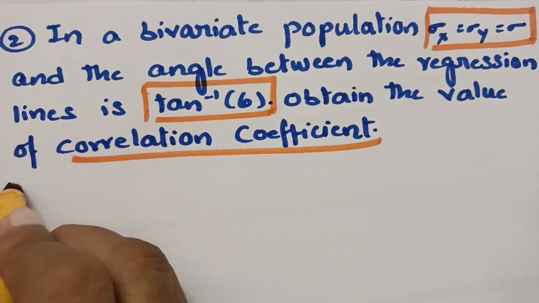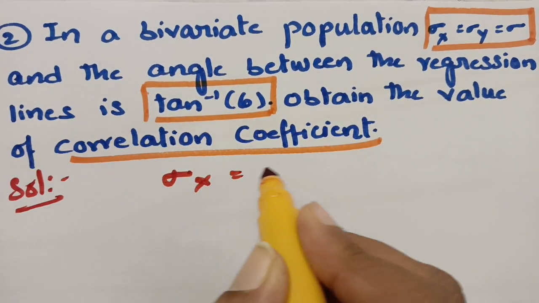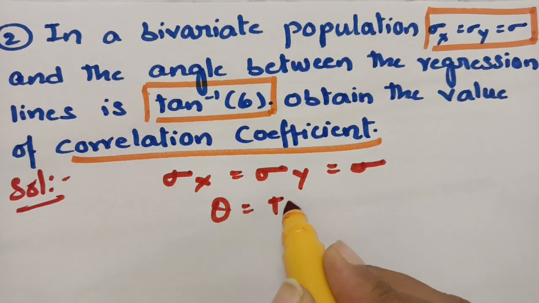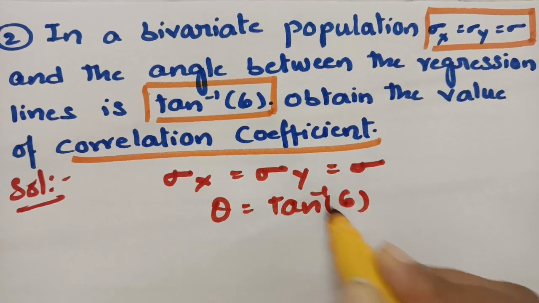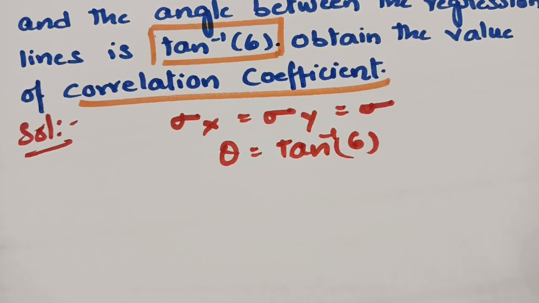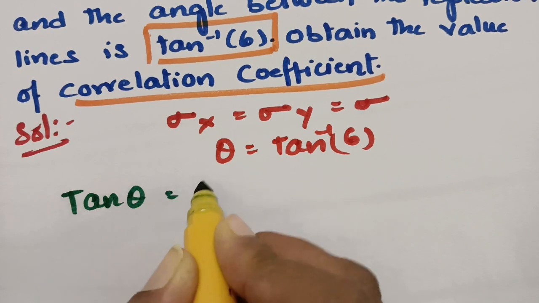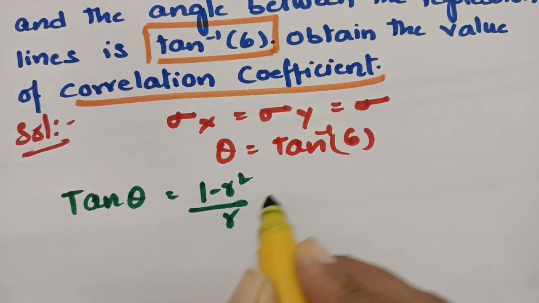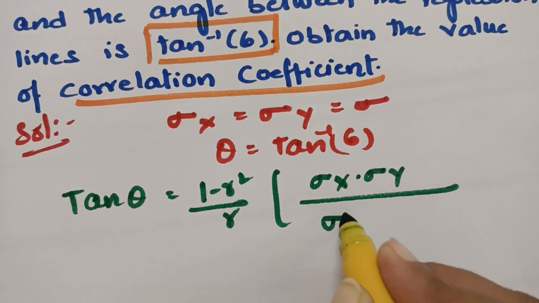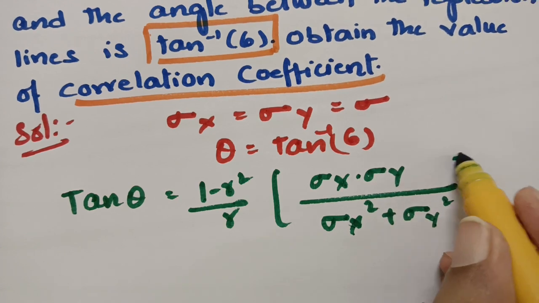See here in the solution, what is given here? First, the given conditions are sigma x is equal to sigma y is equal to sigma, and the angle theta is given as tan inverse of 6. And now, as you know, we have a formula for tan theta, the angle between the two regression lines. Tan theta is (1 minus r square) by r into, so we have to make a product for one time and squaring, so here the sum of the squares is sigma x square plus sigma y square.